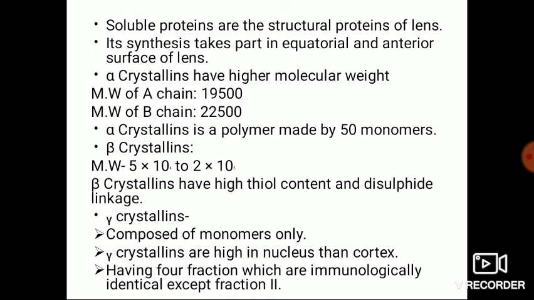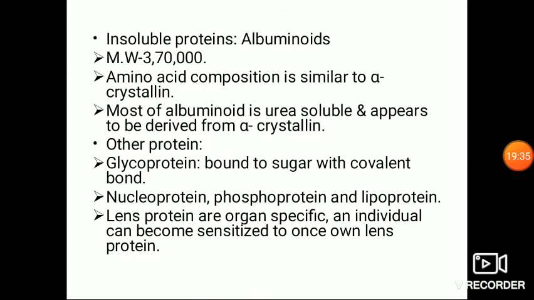Beta crystallins have a high thiol content and disulfide linkage. The gamma crystallins are composed of monomers only. Gamma crystallins are higher in the nucleus than the cortex, and they have 4 fractions which are immunologically identical except fraction 2. The insoluble proteins are the albuminoids, which have a molecular weight of about 3,70,000. The amino acid composition is similar to alpha crystallin, and most of the albuminoid is urea soluble and appears to be derived from alpha crystallin.